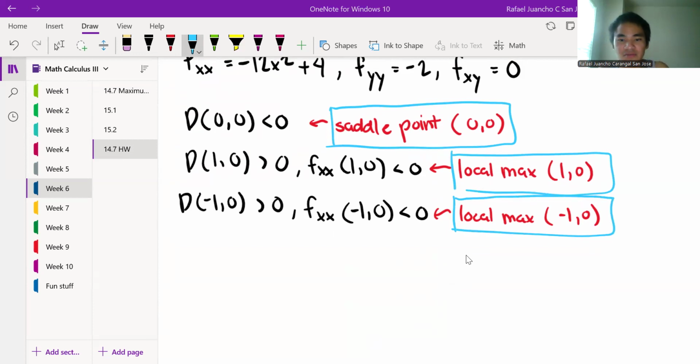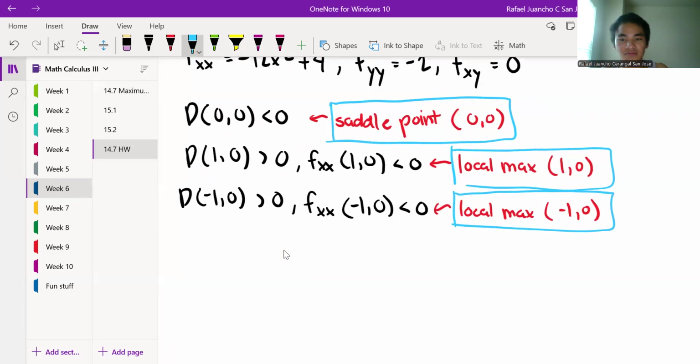Okay, let me just double check, see if I got it. Yeah, so my local maximum values are at 1, 0 and negative 1, 0 in terms of x and y coordinates. And my saddle point is 0, 0, right? Let me just plug it in, see what happens. So my saddle point is 0, 0.